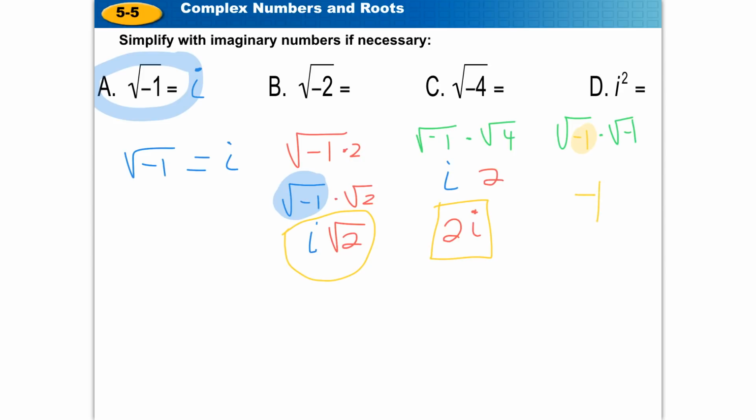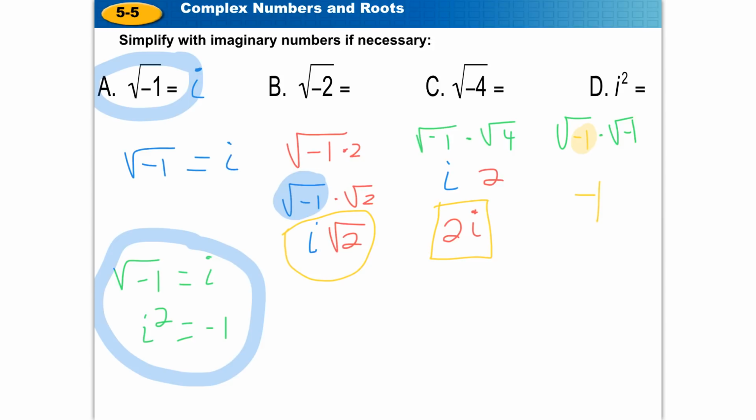So this right here, you're going to want to remember because we'll use it later on. It's i squared. You can almost treat it like a definition. We have the square root of negative 1 equals i, and i squared equals negative 1. So these two would basically be the definitions that we're going to use in later problems.